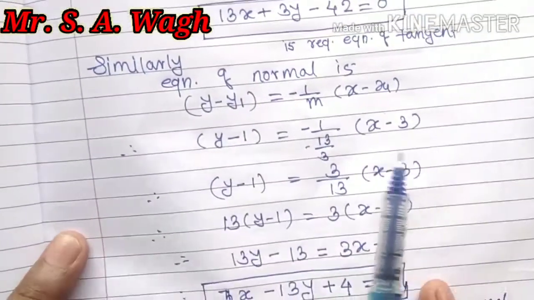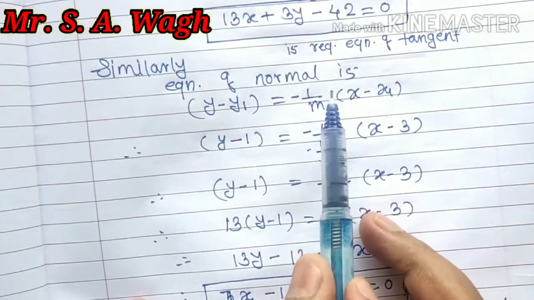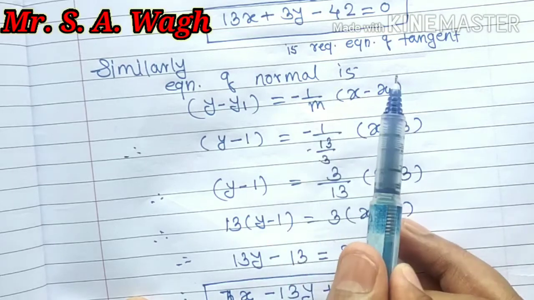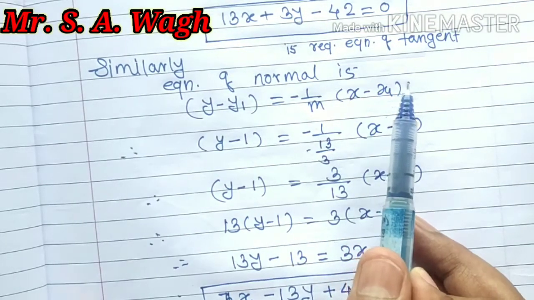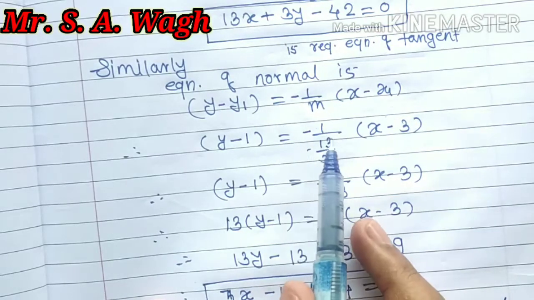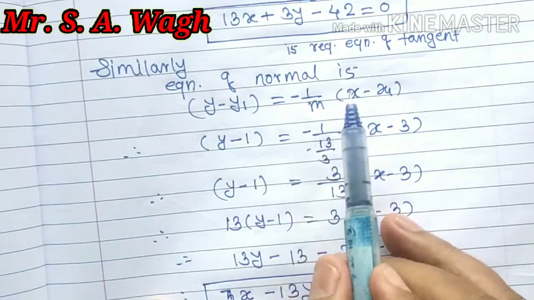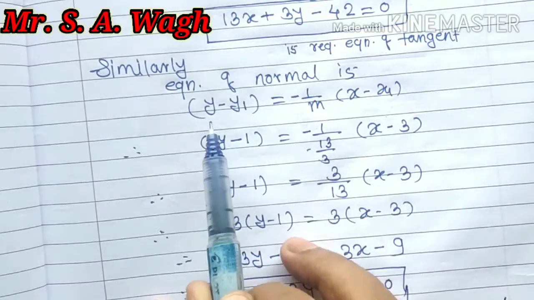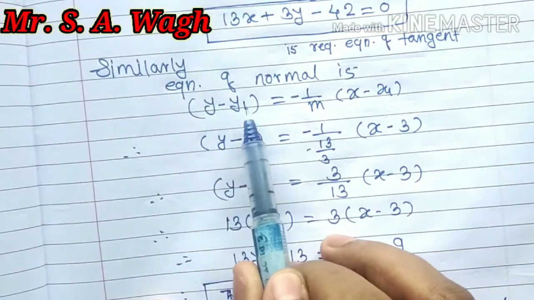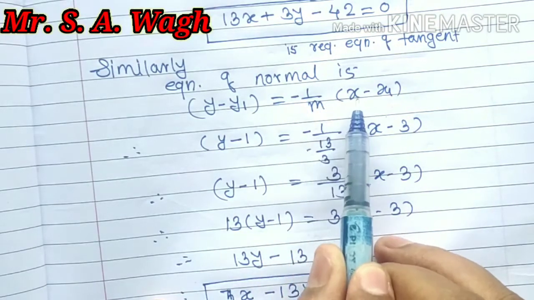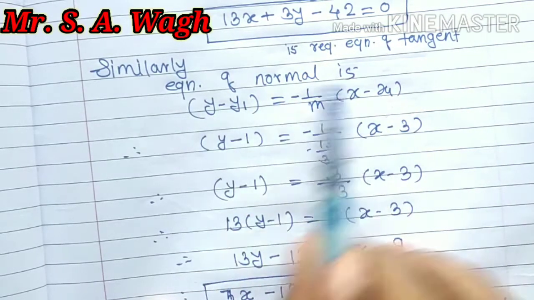Similarly, we can write the equation of normal. As you know, the normal is perpendicular to the tangent and is a straight line. By using the property of two perpendicular lines, the product of their slopes is minus 1. So we get the slope of normal as minus 1 by m. So we replace m by minus 1 by m in the formula y minus y1 equal to m into x minus x1, and it will be the equation of normal.